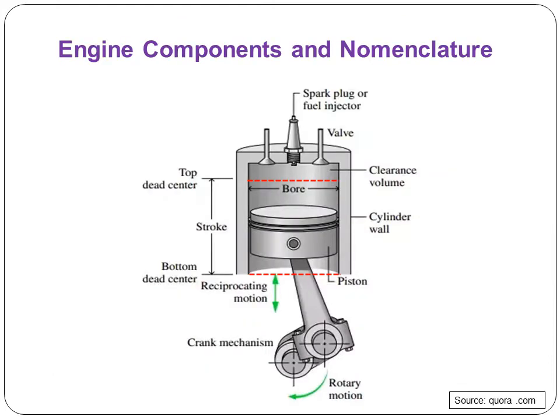now let me go through the engine components and nomenclature which is used in engines. So first thing is, we know that in case of internal combustion engine, mainly the reciprocating type of engine, we have a piston and cylinder arrangement. So piston reciprocates in the cylinder.